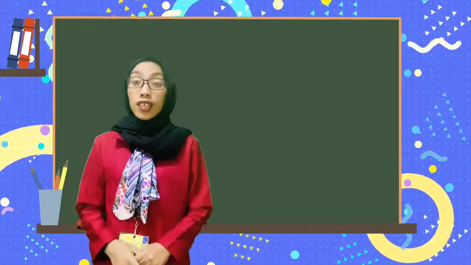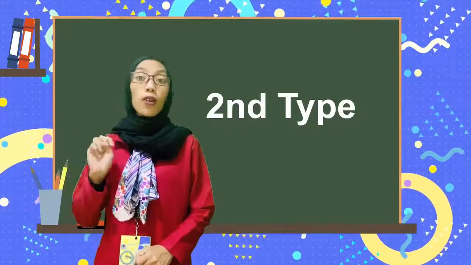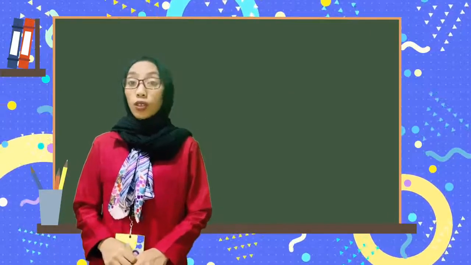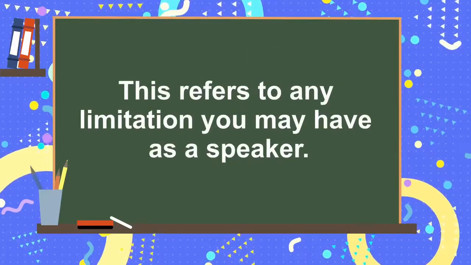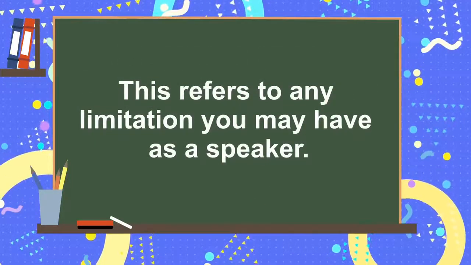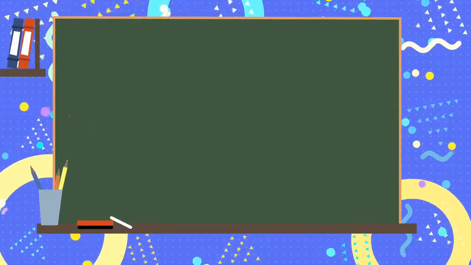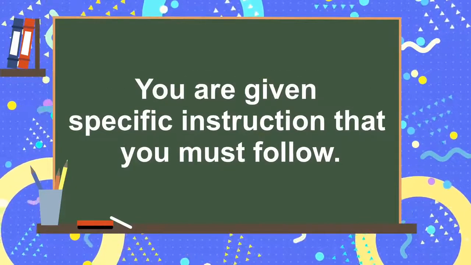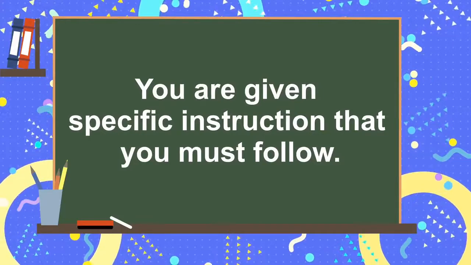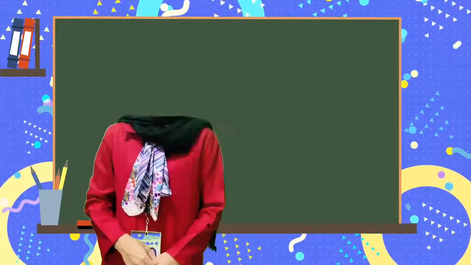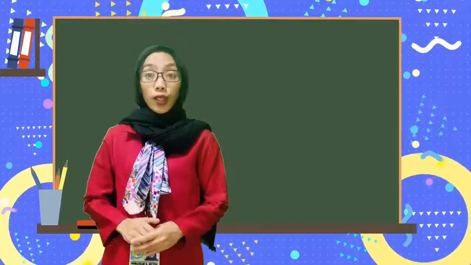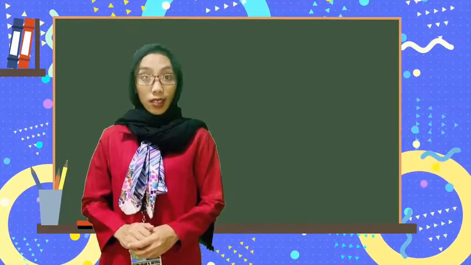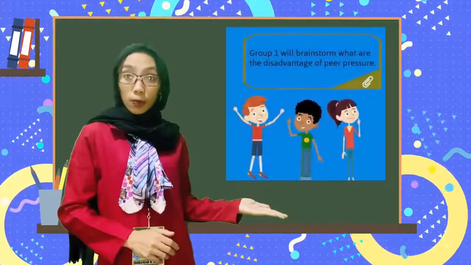This could be illustrated by the second type of communicative strategies, which is called restriction. This refers to any limitation you may have as a speaker. You are given specific instructions that you must follow. These instructions confine you as a speaker and limit what you can say. So here is another example, as you can see in this picture.